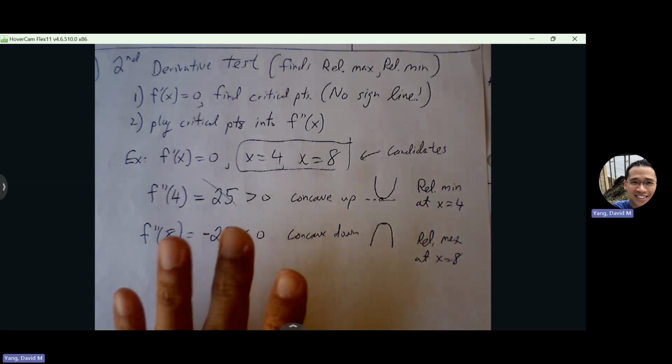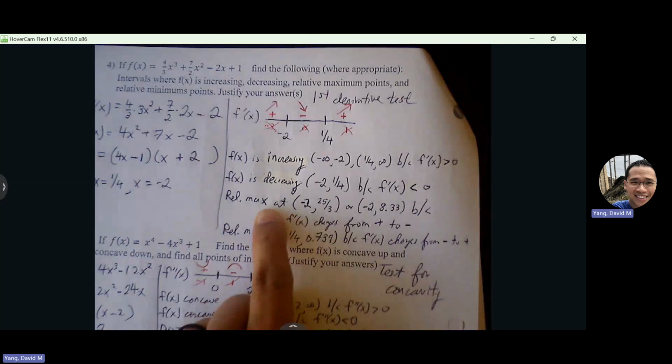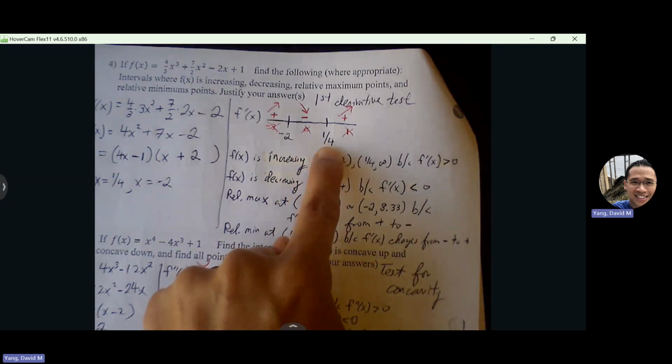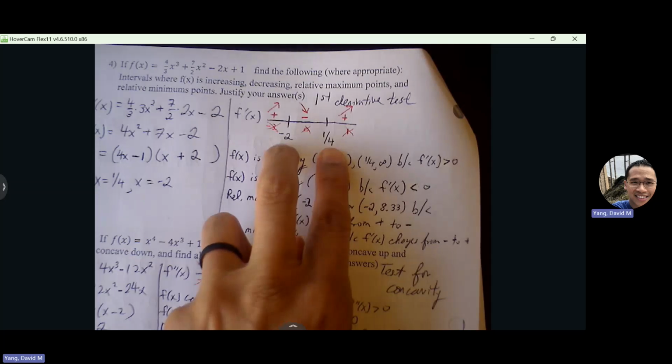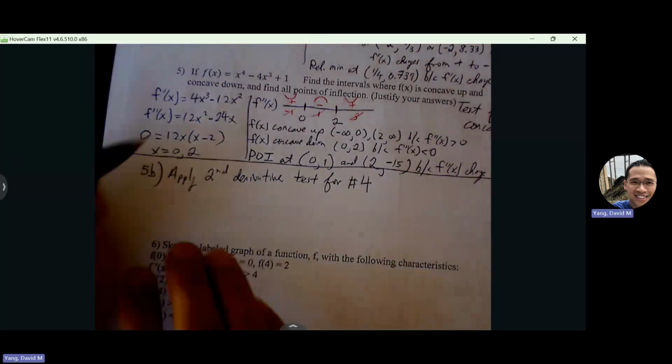So we're going to attempt number 4, finding, we already know the max and mins. There's going to be a max at -2 and a min at positive 1/4, but we're going to go through a different process and see if we can get the same result, but going down a different path. All right, so let's try 5b, which is the same function as number 4.